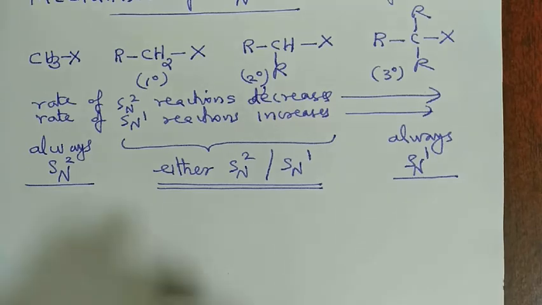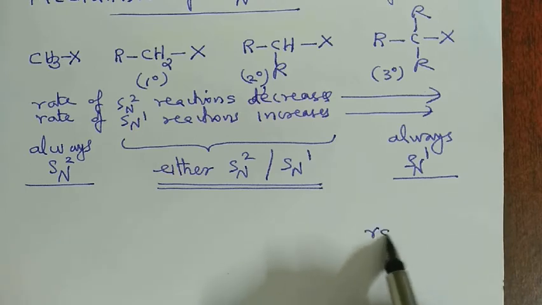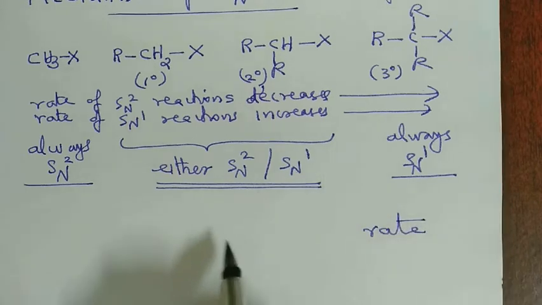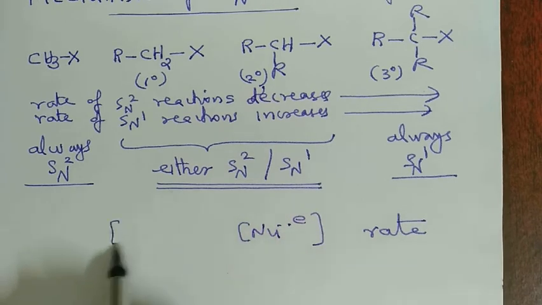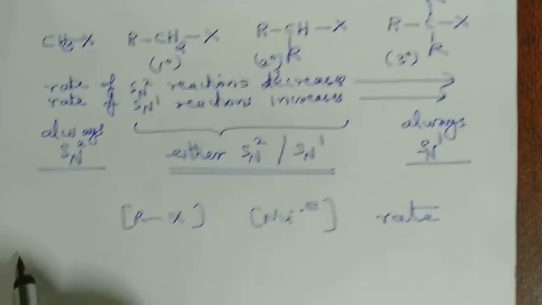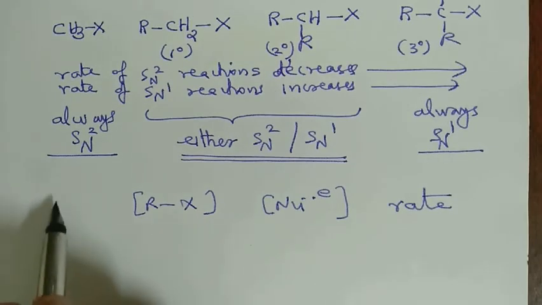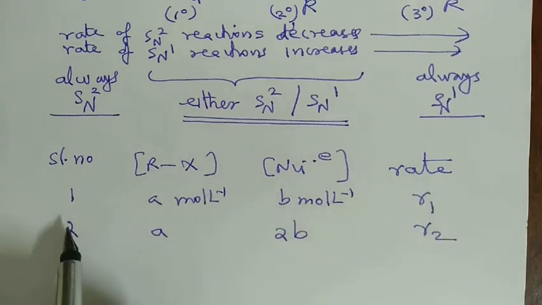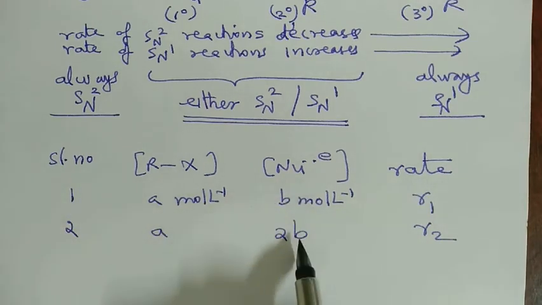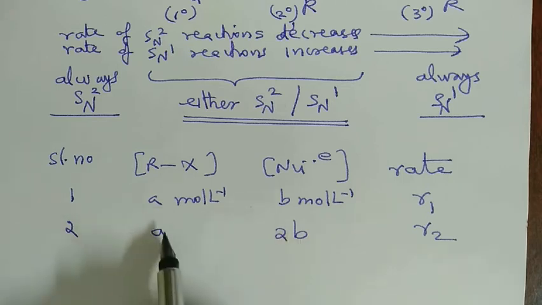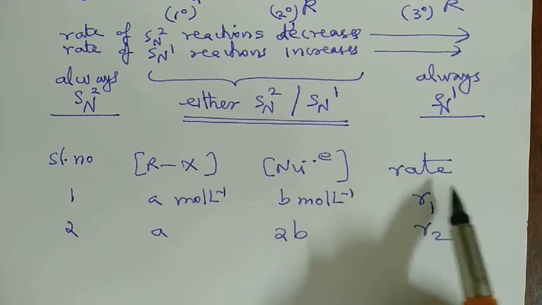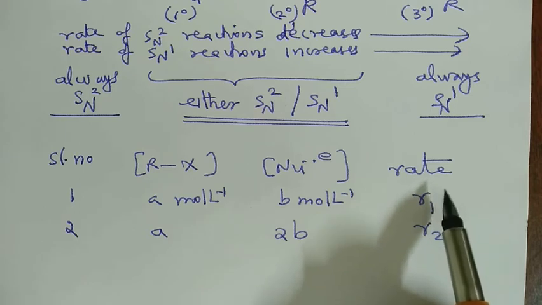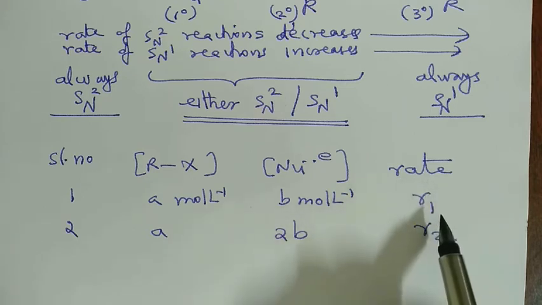In a typical experiment, rate of reaction is measured by changing the concentration of nucleophile without changing the concentration of alkyl halide. A series of experiments are conducted by changing concentration of nucleophile without changing the concentration of RX. In each case, rate of reaction is determined. Rate is change in concentration of reactant or product in unit time.